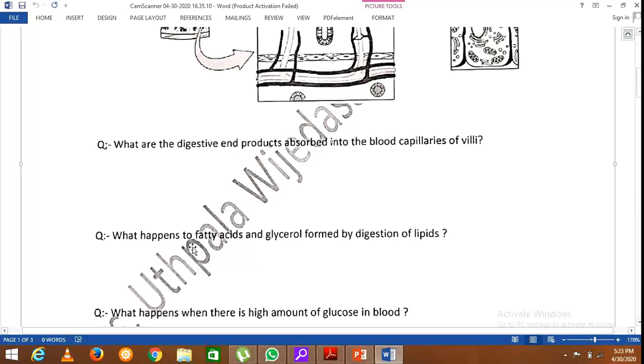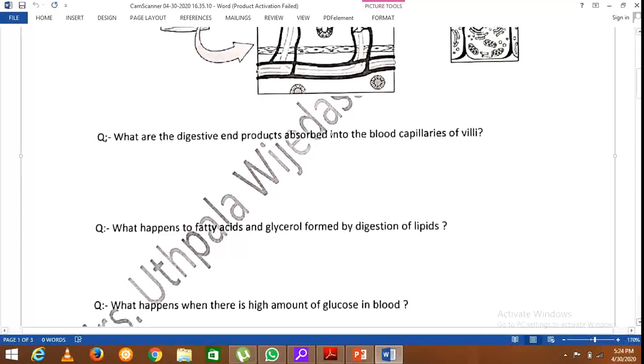Then you are asked what happens to fatty acids and glycerol formed by digestion of lipids. These are absorbed to lacteals, and later they enter into the blood circulatory system, because in the lymphatic system you will learn that these lymph vessels, lacteals are connected to the lymph vessels, and these lymph vessels are ultimately connected to the blood circulatory system.